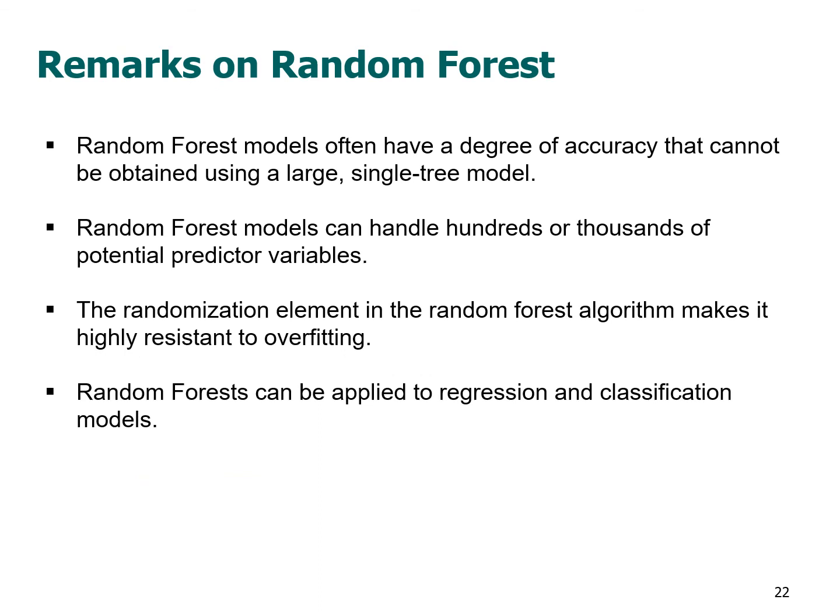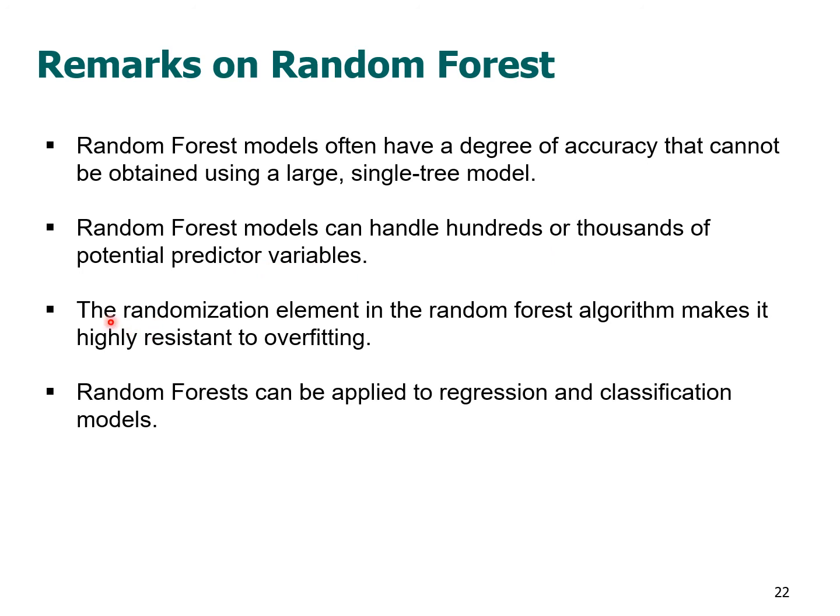So some final remarks on random forest. The first one is that random forest shows much better performance than a large single decision tree. That's the first advantage. And random forest can handle hundreds or even thousands of attributes. In random forest, when you construct a decision tree, it doesn't consider the entire set of attributes. It selects a small subset of attributes first, and then you select one node out of this small set. So that way, it can handle hundreds or even thousands of attributes.